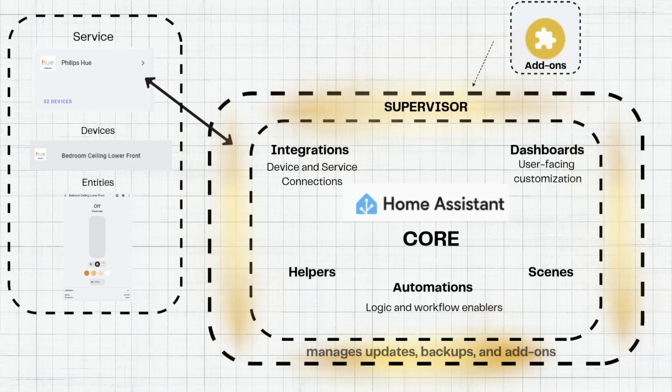If you've heard of the supervisor, it's the manager that sits above core in the full Home Assistant OS installation. The supervisor handles updates, backups, and add-ons. Core itself stays focused on running the logic. The brain doesn't manage the house, it just makes the decisions.